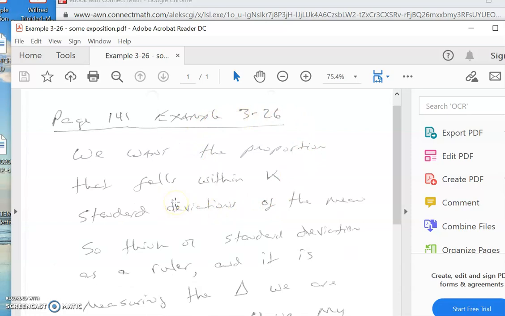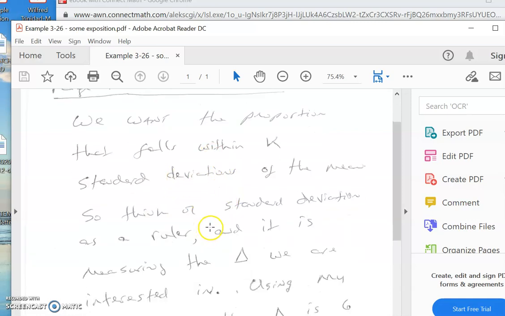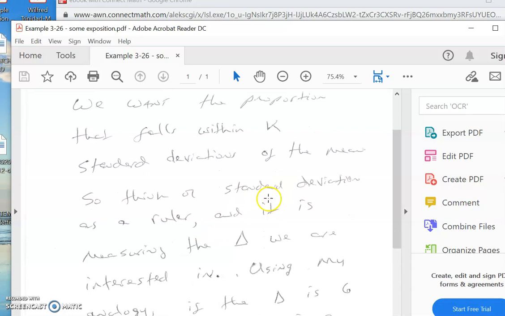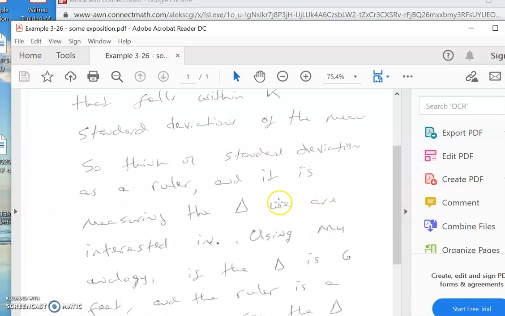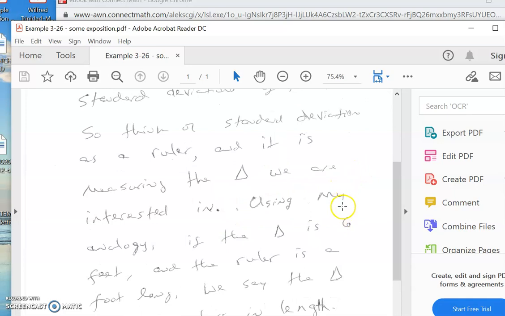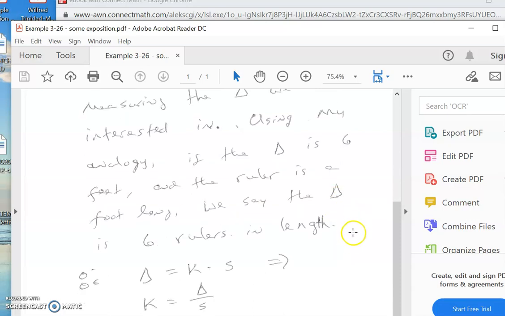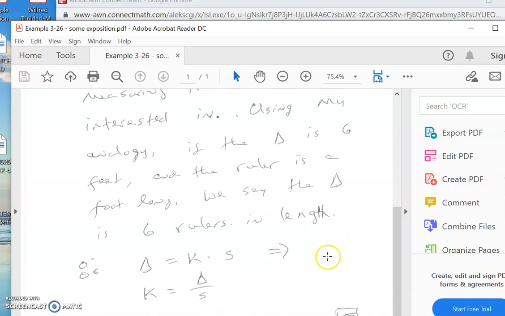Whenever we're dealing with Chebyshev's theorem, we want the proportion that falls within K standard deviations of the mean. So think of the standard deviation as a ruler, like I've said before. It is measuring the delta. This is the symbol for the delta. It is measuring the delta that we are interested in. Using my analogy, if the delta is 6 feet and the ruler is a foot-long ruler, we say that the delta is 6 rulers in length.